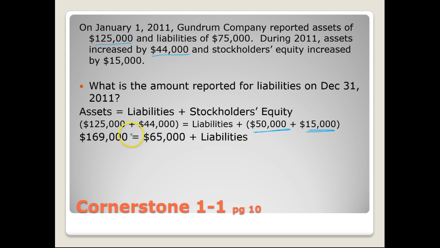So we know that assets must equal liabilities plus stockholders' equity. If I subtract $65,000 from both sides, I find that the total liabilities at the end of the year were $104,000. This concludes our first video for Chapter 1.